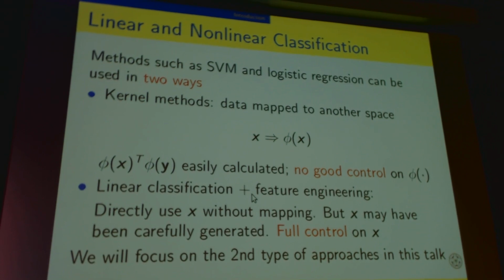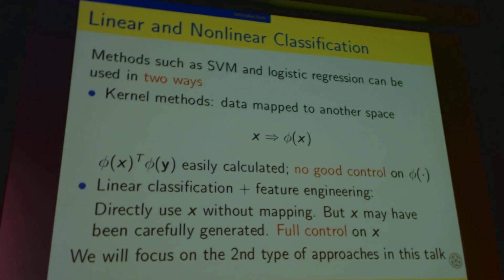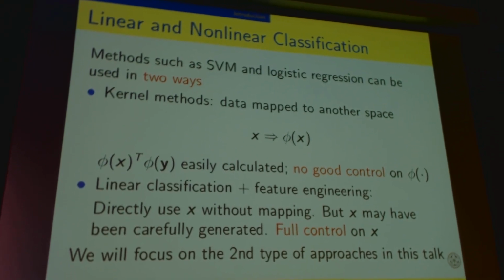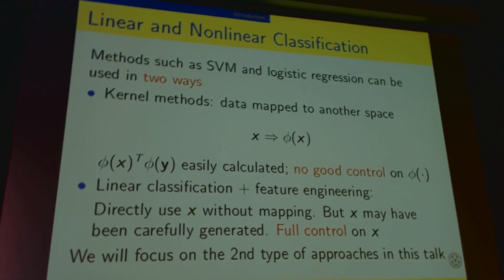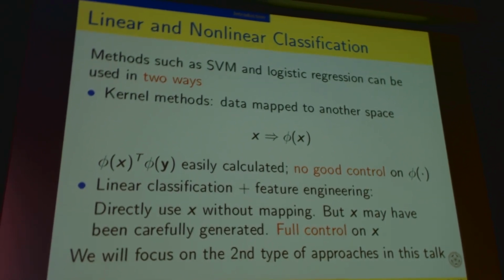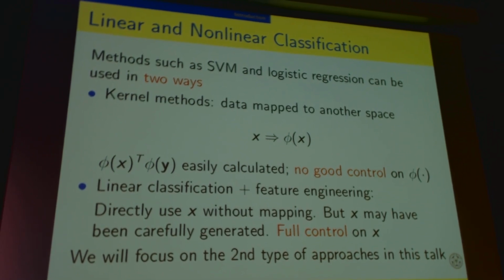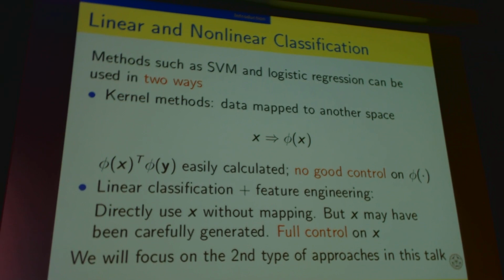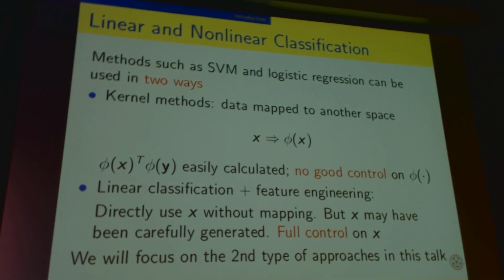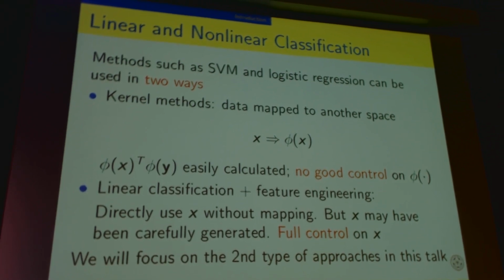But another way of using SVM or logistic regression is that you do feature engineering. In that feature engineering process, you may already embed some nonlinear information into your features. After that, because you say my features are good enough, you just do a simple linear classification. This is another way of doing that. In today's talk, I'm going to focus on the second type, which is what we call linear classification. So you do feature engineering first, and then do the linear classification.